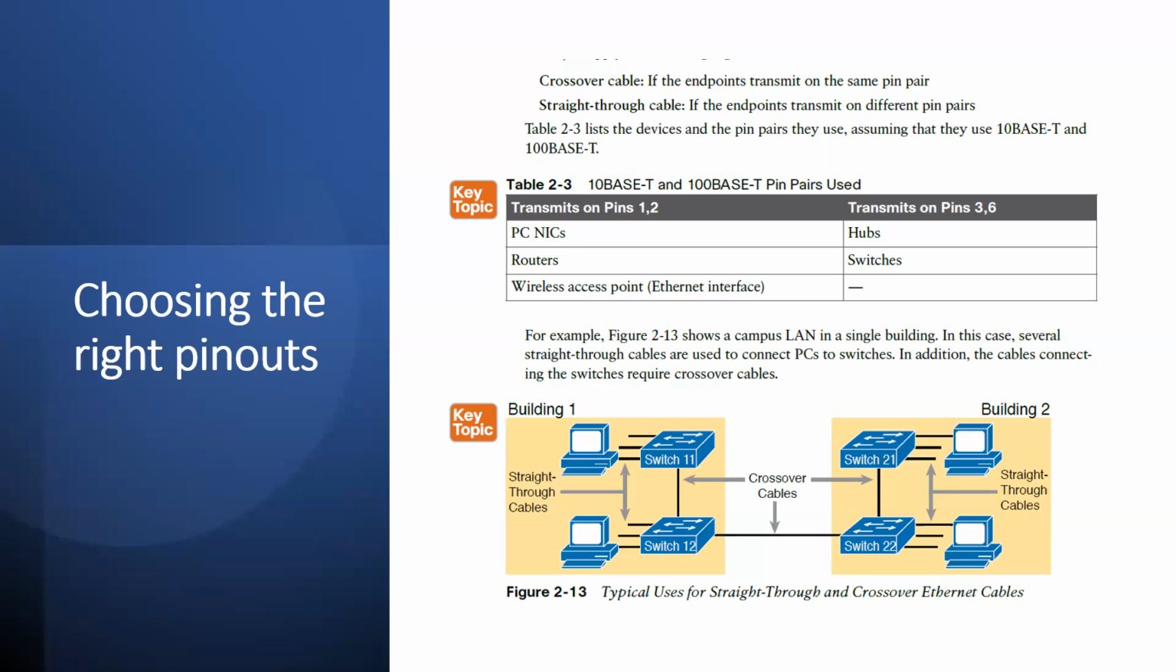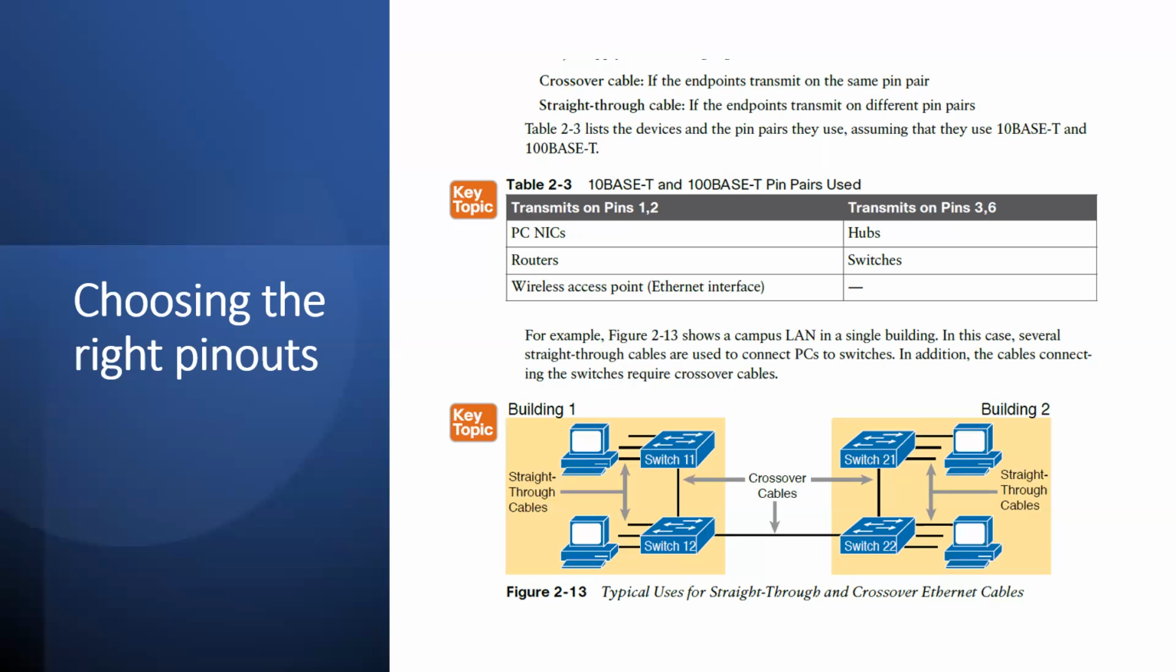And of course, the diagram at the bottom, Figure 2-13, again grabbed from the book, not my infographic. You guys can see this as well. You see the crossover cables are used between the switches, the same type of device, and straight through cables are used with the end user devices.